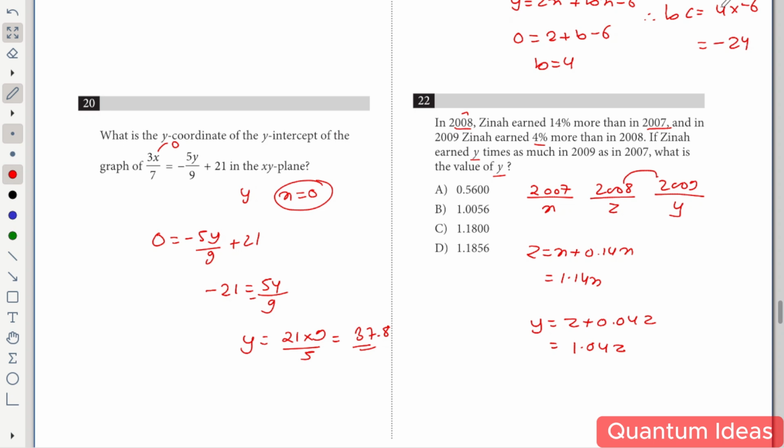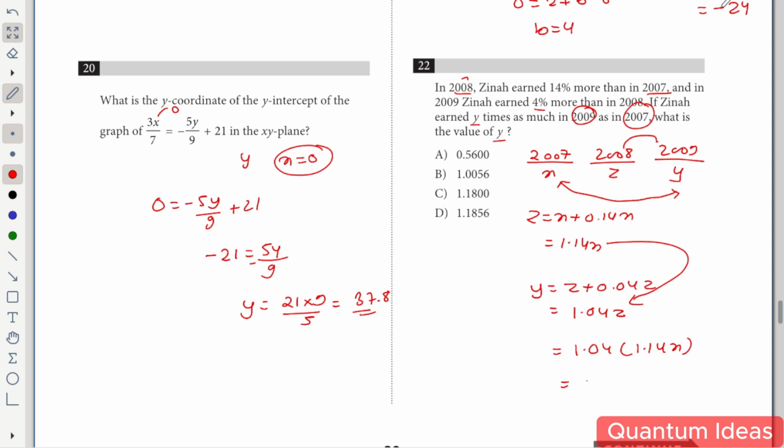Now plug back this z from here, because we have to find the comparison between 2009 and 2007. We have to find the relation between these two. So y in terms of x, simply write 1.04. What is our z here? Simply 1.14x. Now you can multiply with a calculator. If you solve it, you will get 1.1856x. So that must be our final answer. Okay, so our answer is D.